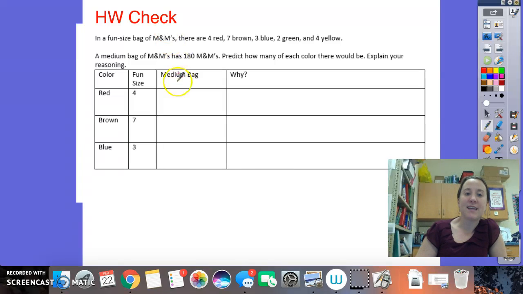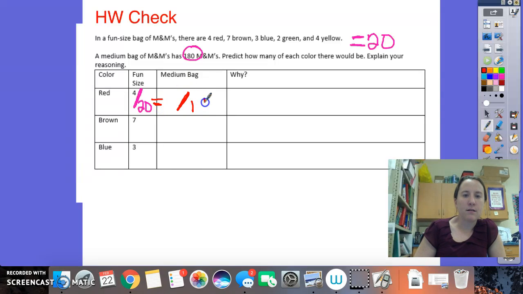But what we should be able to say is, if we're looking at this fun-size bag, there's 4 red, 7 brown, 3 blue, 2 green, and 4 yellow. And if I add those all together, that makes 20 M&Ms in the small bag. That means there's a 4 out of 20 chance that one of them would be red. It says in the medium-sized bag there's 180 M&Ms. So when I do probability now, it won't be out of 20, it'll be out of 180. So in every group of 20, I can expect 4 red ones. So I need to say, well, how many groups of 20 are in 180? And if I can do that in my head, I notice that 20 times 9 is 180.